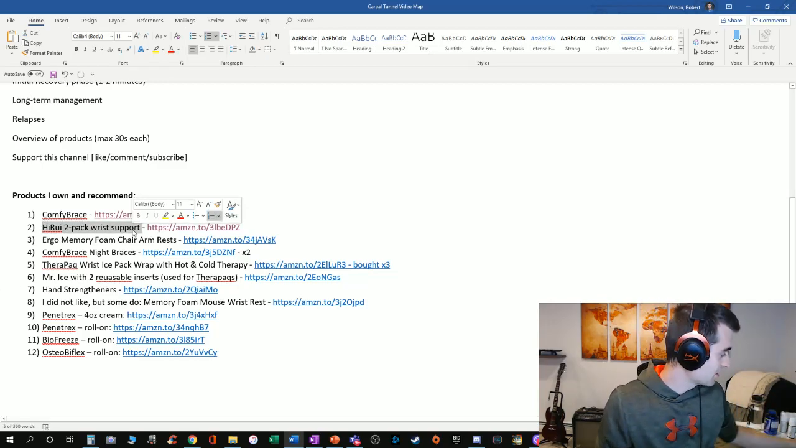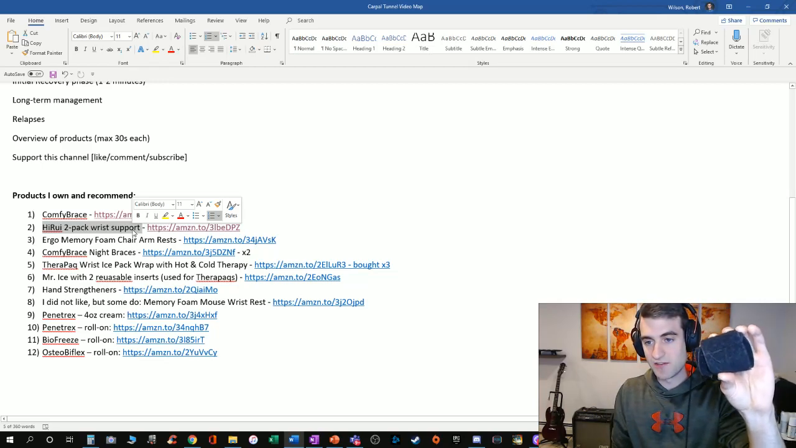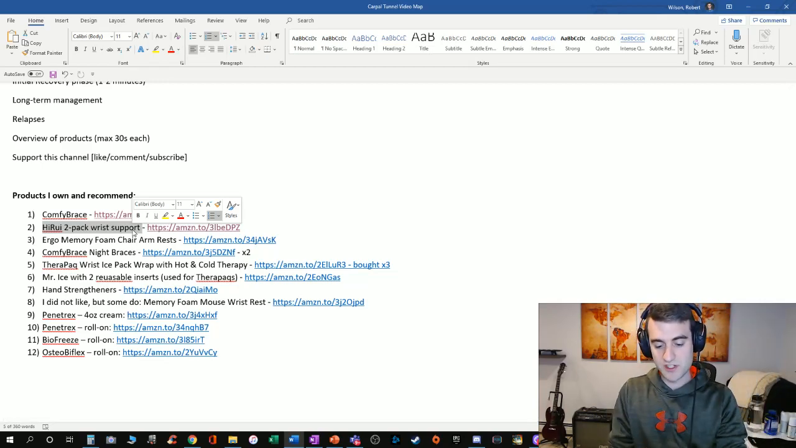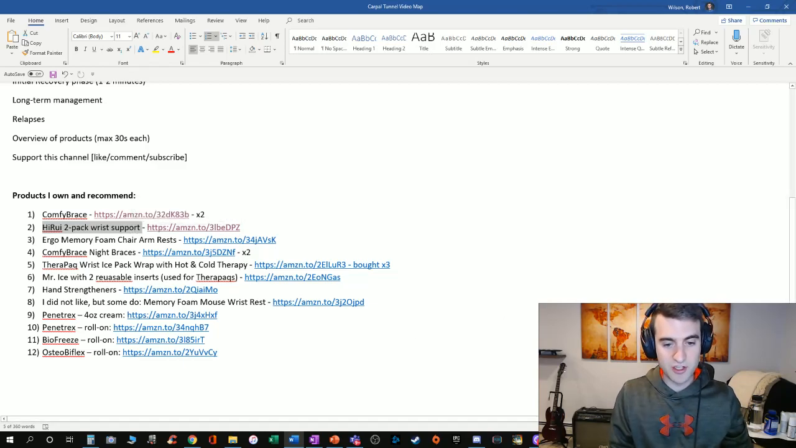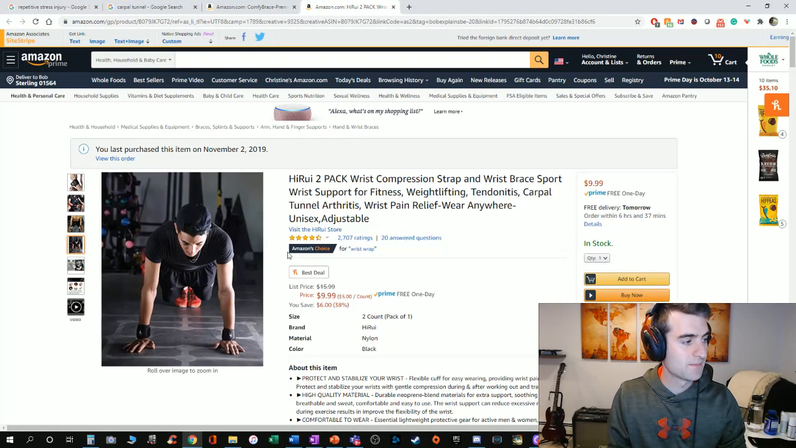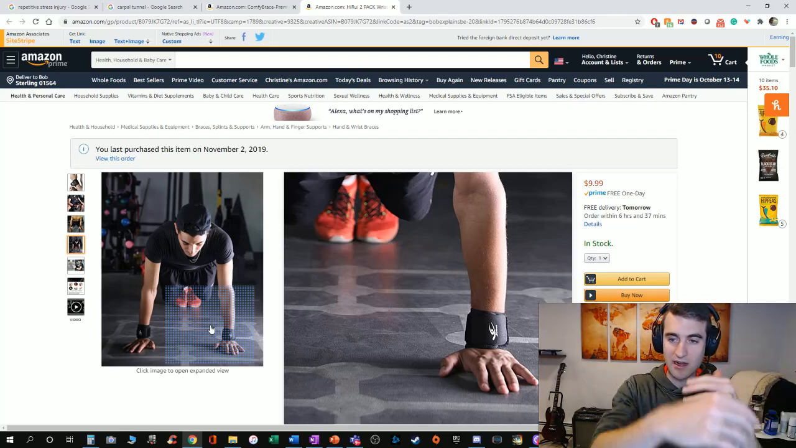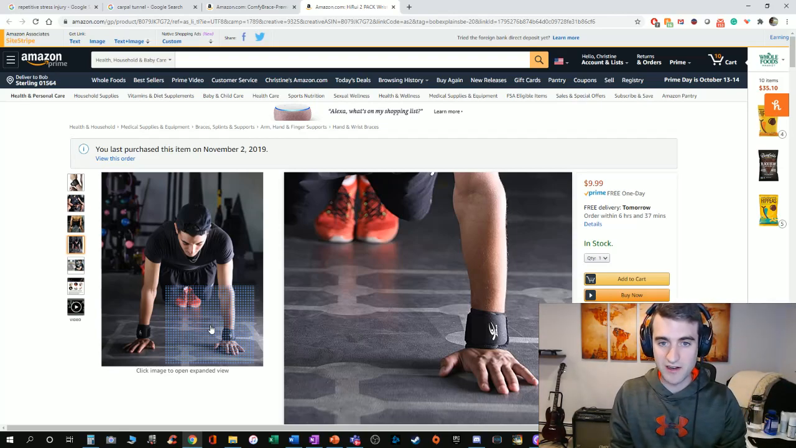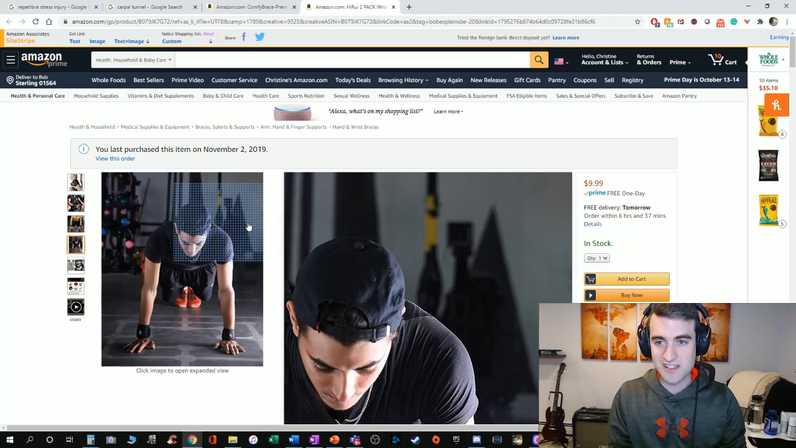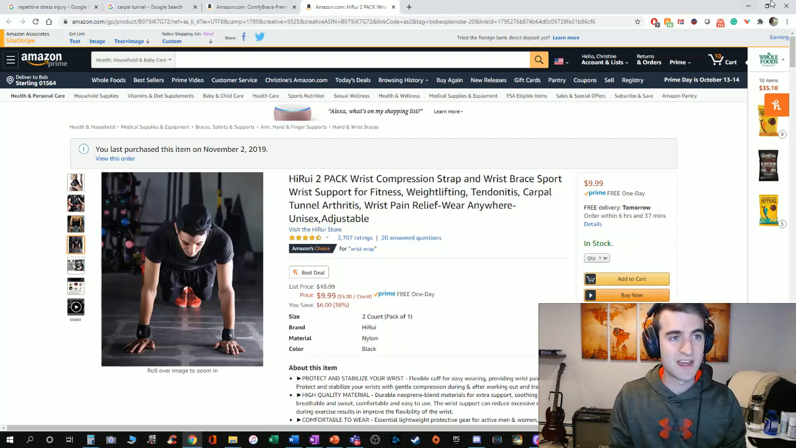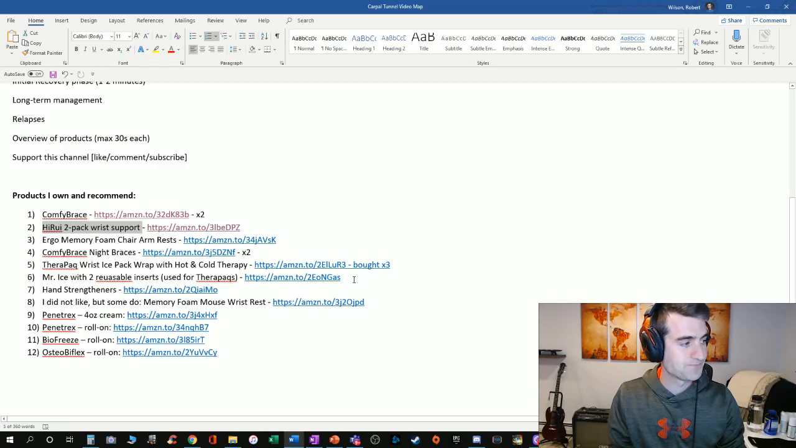The Hirui wrist pack is kind of a circular around-the-wrist brace. You can see a good image of what this looks like right here. A lot of people use it when they're doing push-ups. I used to love breakdancing. This was fantastic for when I was training and having issues with wrist strain. I do prefer the comfy brace now, having it wrap around the thumb. I just feel like that extra support is better. But as you can see, I purchased this item in November and I've gotten a lot of use out of it since then.